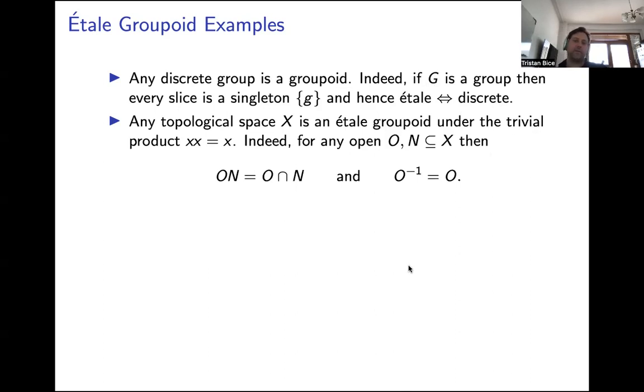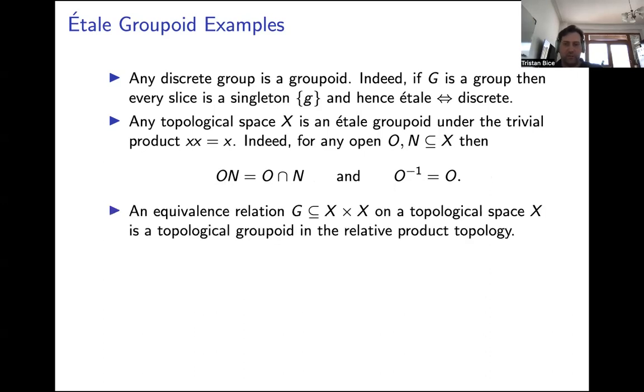The other extreme is when you have a topological space. Well, this always forms an Étale groupoid under this trivial product we mentioned before, where the only products are of the form XX, right? XX is equal to X. And indeed, in this case, everything is a unit, right? And so the product of any two open sets O and N is really just the intersection of O and N. And the inverse map in this case is also trivial because the inverse of a unit is a unit. So that's trivial but important, because we will want to see groupoid C-star algebras include C-star algebras coming from topological spaces.